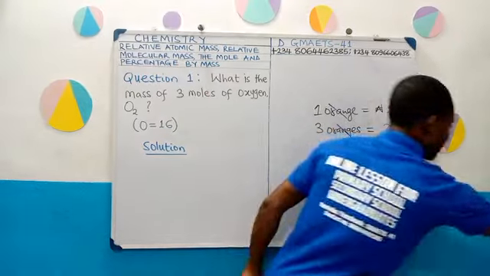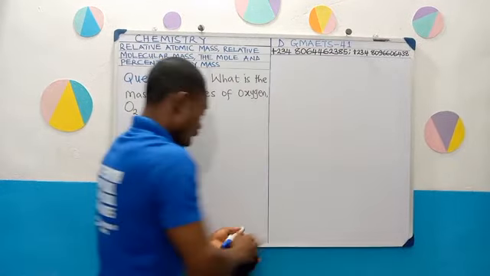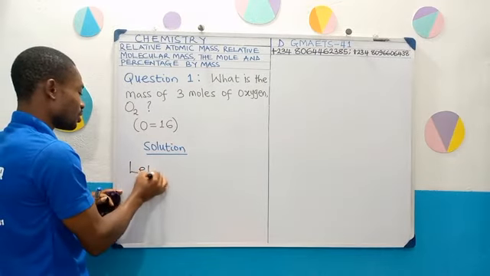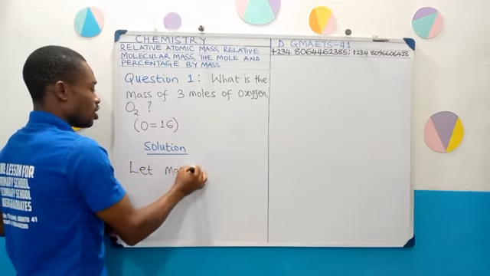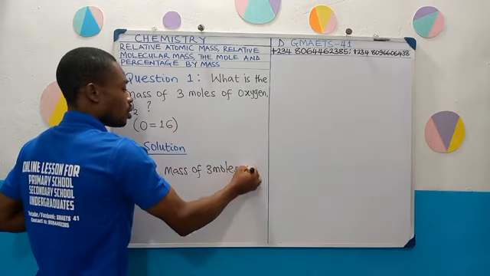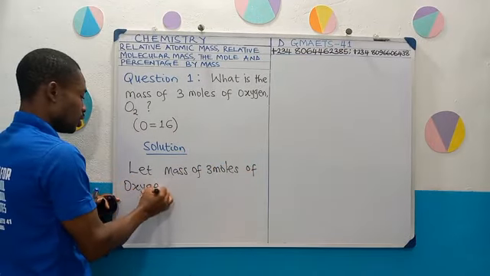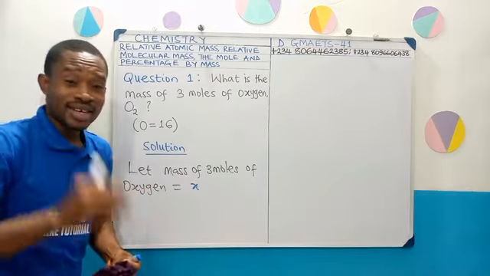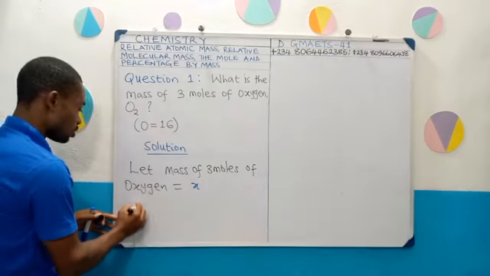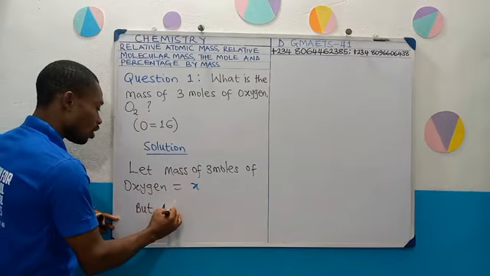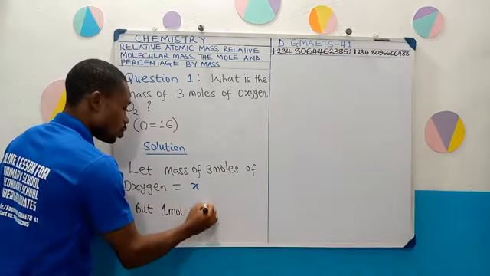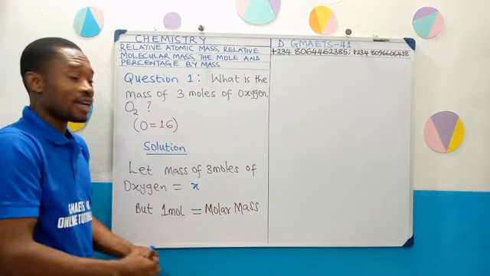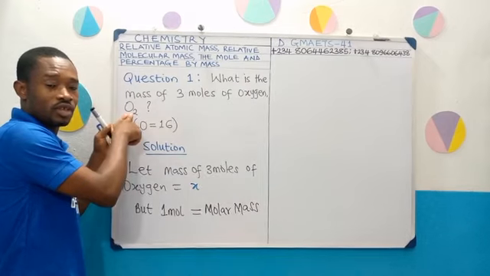Are you ready? Okay, let me wipe this. I will start by saying, here we're given the number of moles to be equal to 3. So I will say let the mass of 3 moles of oxygen be equal to, I don't know, so I will say let it be equal to X. But as a standard, we know that 1 mole of any substance is equal to the molar mass of that substance. This is the standard. So what will I do? I will come here. What is the molar mass of the oxygen given to me?